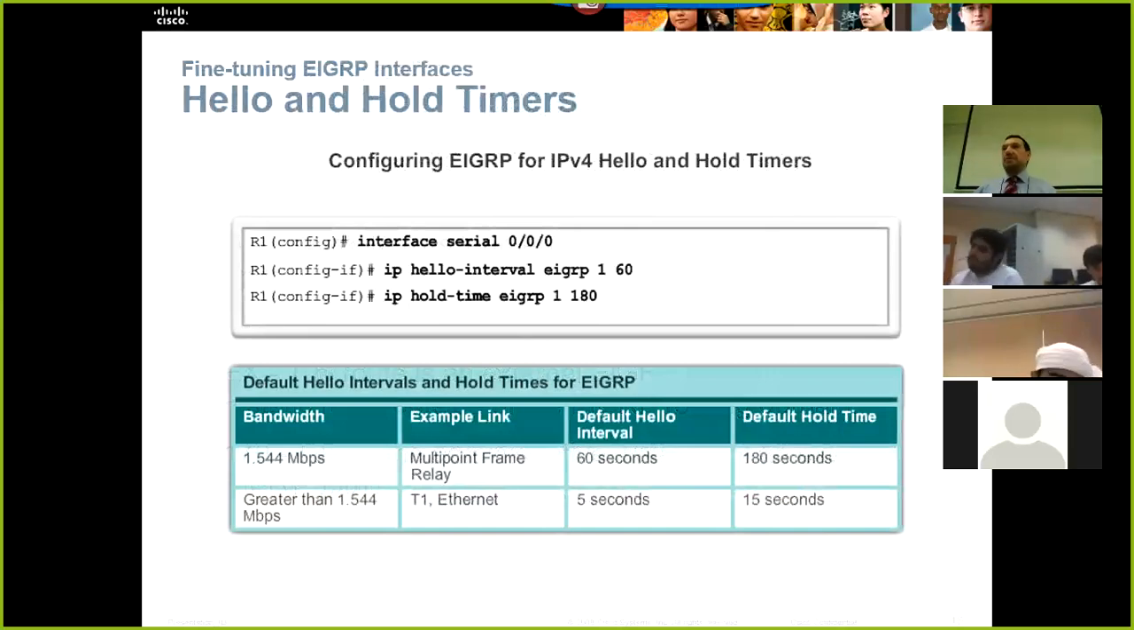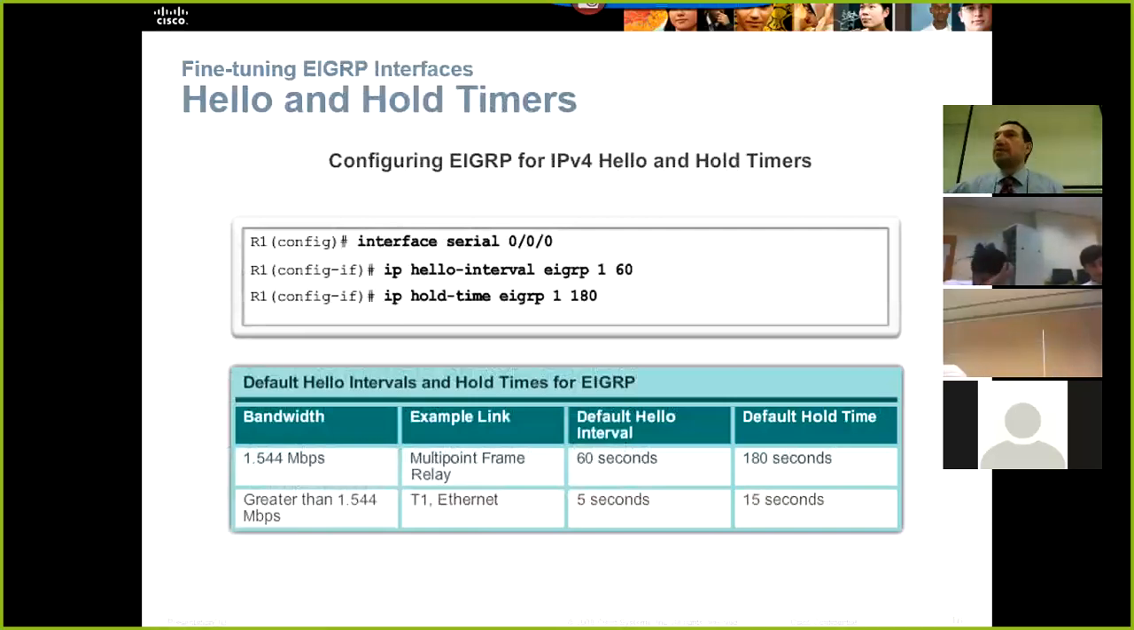What if I want to change them? Can I change them? Yes, you can, using the ip hello-interval eigrp 1 command. I have to tell it which autonomous system, 1, and then 60. Let's say someone changed it, and I want to put it back the way it was. Or instead of 60, I make it 50, or make it 70. Be careful. If you change it from 60 to 50, the hold time timer will remain at 180. It doesn't automatically change to 3 times that. You have to manually change both of them.